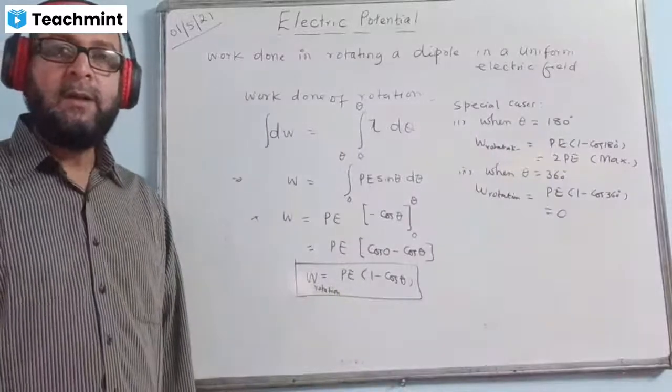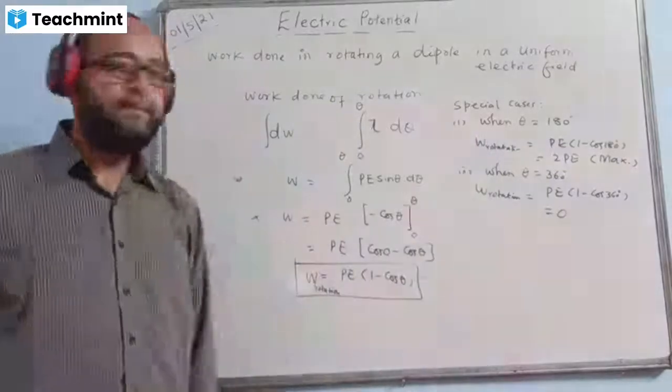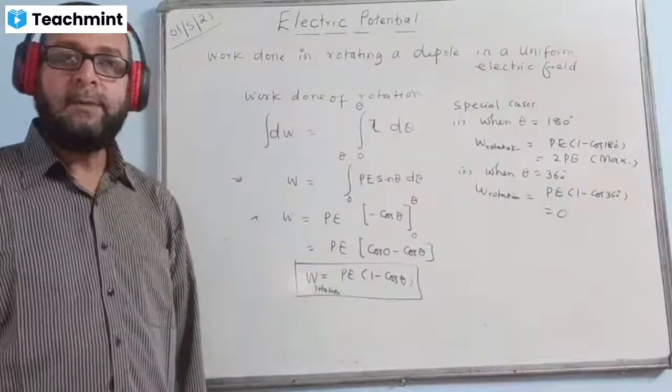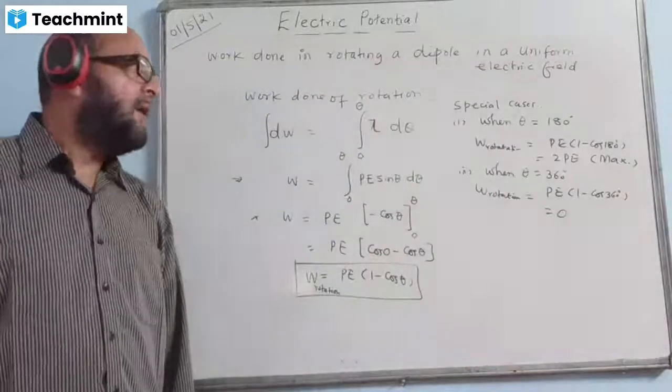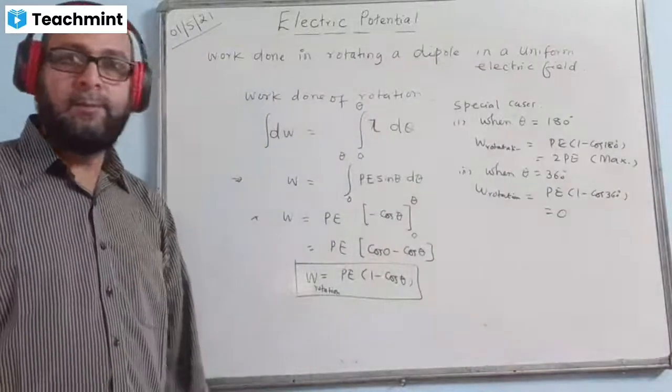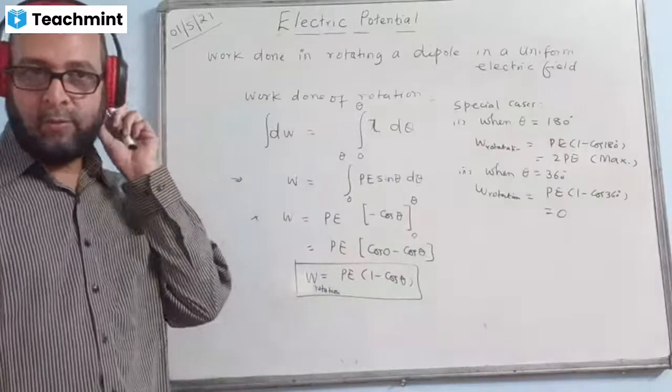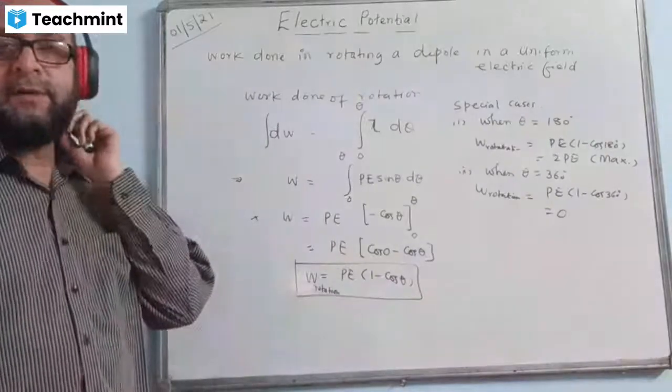Second special case, maximum and minimum. Now you can give the heading just below that: Potential energy of a dipole.